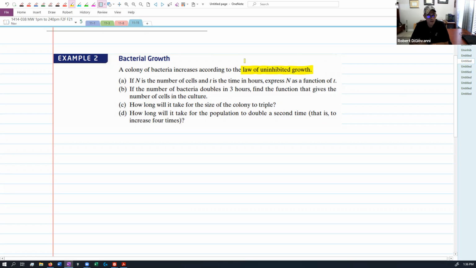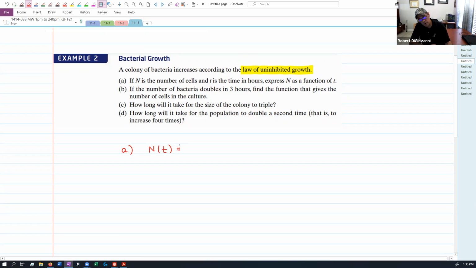So part A says if n is the number of cells, right? Number of cells, not grams. And t is time in hours, not days. Express n as a function of t. So the very first thing that they want us to do is come up with the formula for the number of cells n as a function of time.